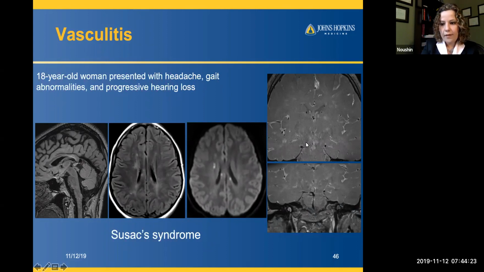And on black blood vessel wall imaging, we saw extensive areas of leptomeningeal enhancement and areas of parenchymal enhancement. Also, she had enhancement of the cochlea and semicircular canals, which we haven't shown here. And she also had a retinal angiogram that showed perfusion deficit in the retina. So the constellation of findings was Susac syndrome.